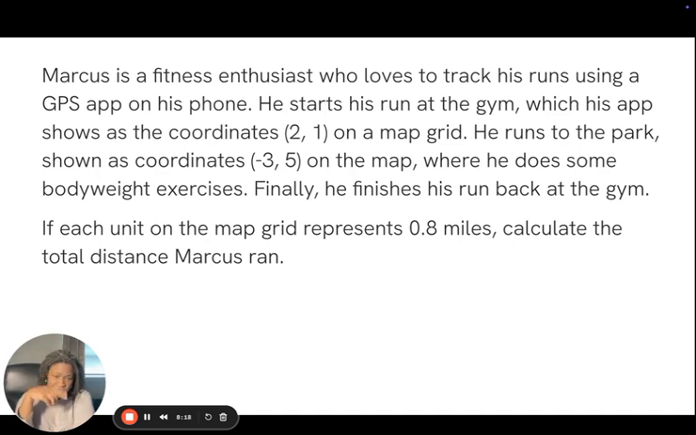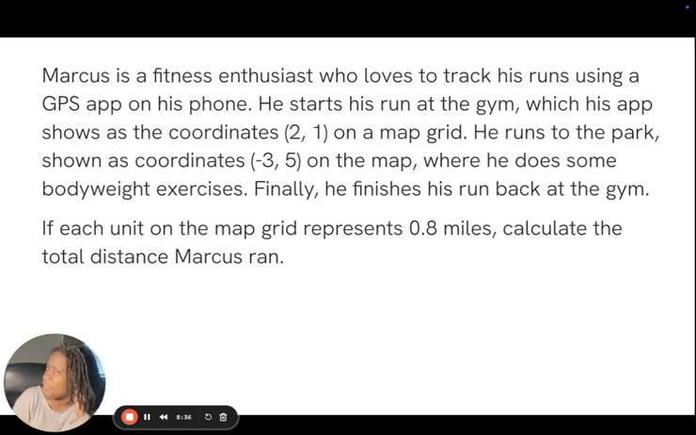Understanding it, I'm looking for the distance. I'm going to use my distance formula. Planning it, I'm going to plug in those values: 2 and 1, -3 and 5. But I need to label them: x1, y1, x2, y2. Plug it in to the formula.